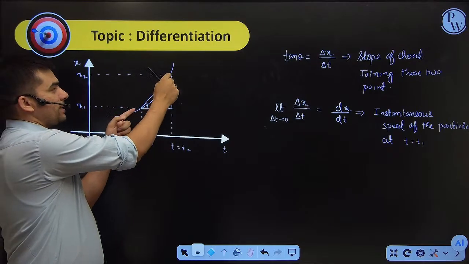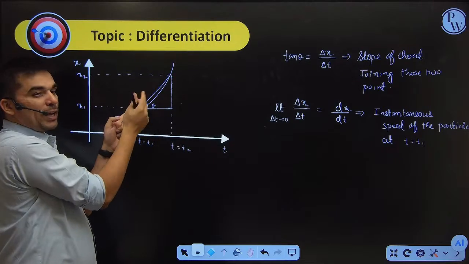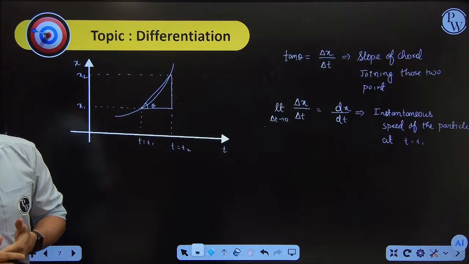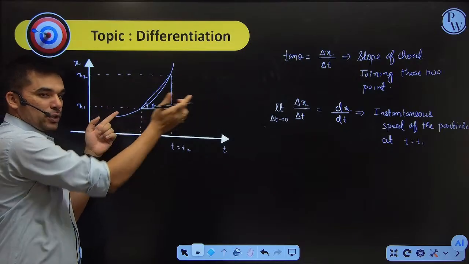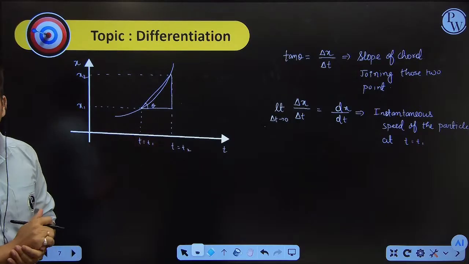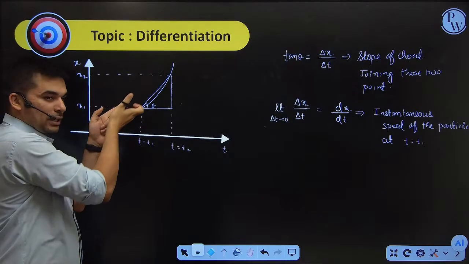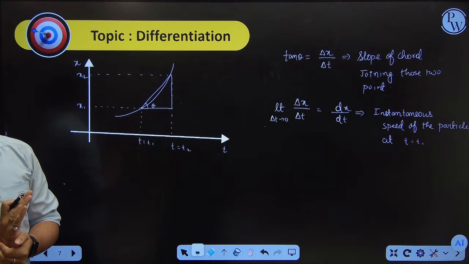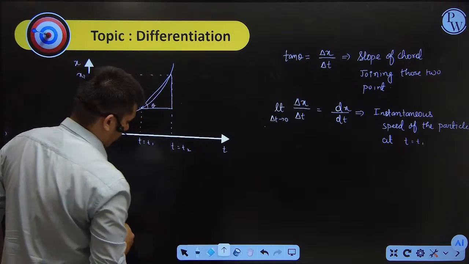Suppose if I had brought this x2 close to x1, what will be happening to the size of the triangle? The triangle will go on diminishing, no? Let's say delta t is tending towards 0. That triangle will be converting into a microscopic triangle, which you will not be able to see. And you will simply say that this particular line is actually touching this graph at that particular point, t is equal to t1, isn't it? Can I say that? Are you able to understand this point or not?